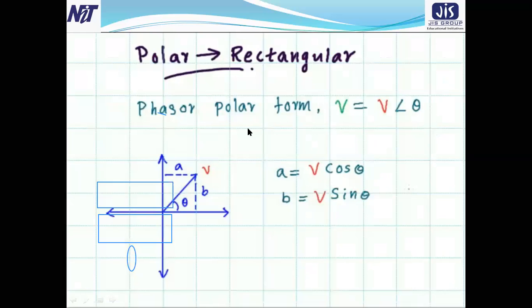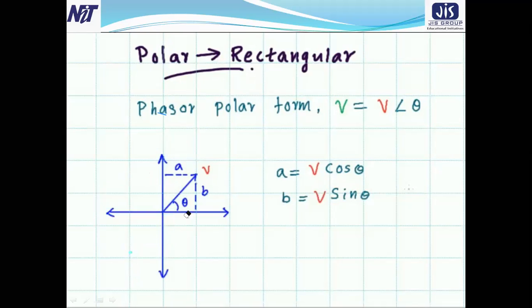Now, phasor polar form, I already explained this in the previous slide. Let me show you in this way also. Phasor polar form, v vector equals v angle theta. So what is A? I already told you that A equals v cos theta. This was r for the last diagram. And what is B? It is v sin theta.